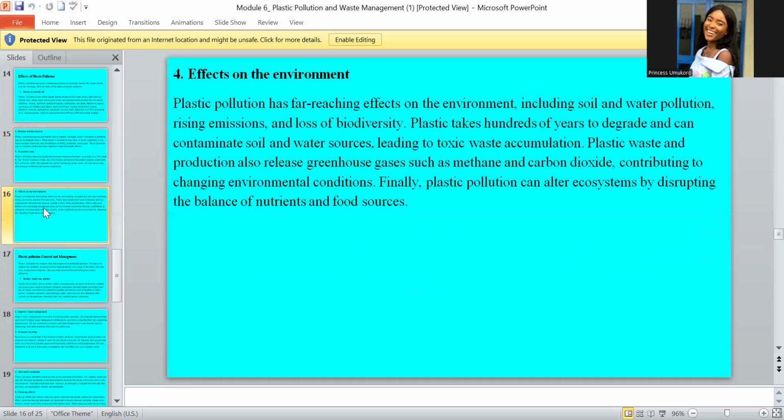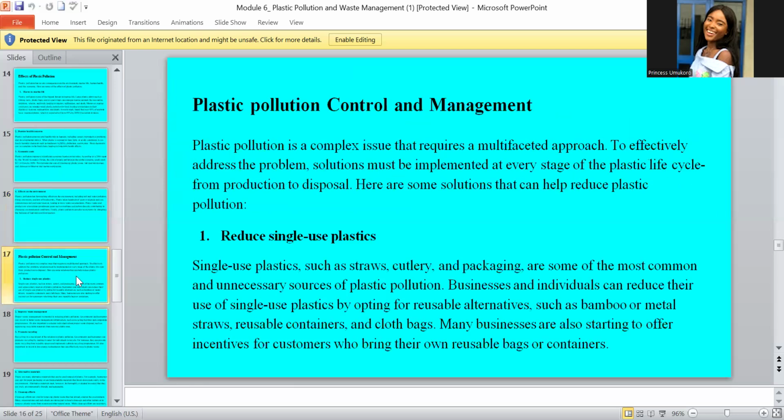And we have effects on the environment. Plastic pollution has far reaching effects on the environment, including soil and water pollution, rising emissions, and loss of biodiversity. Plastic takes hundreds of years to degrade and can contaminate soil and water sources, leading to waste accumulation. Plastic waste and production also releases greenhouse gases such as methane and carbon dioxide, contributing to changing environmental conditions. And it can alter ecosystems by disrupting the balance of nutrients and food sources.